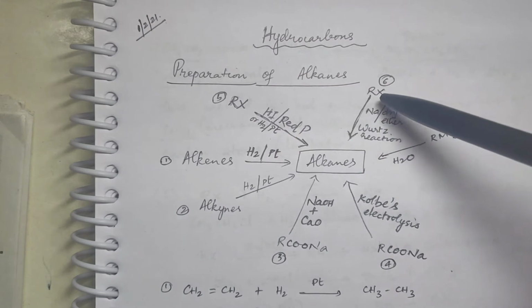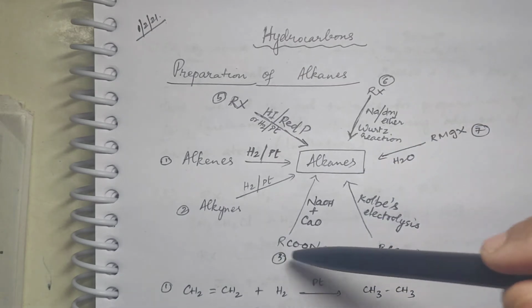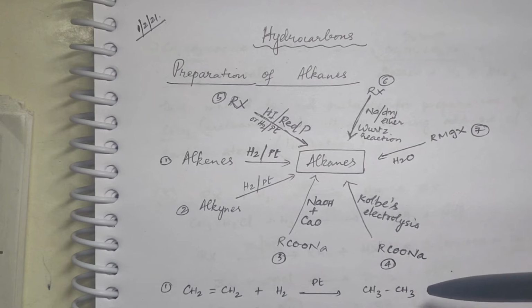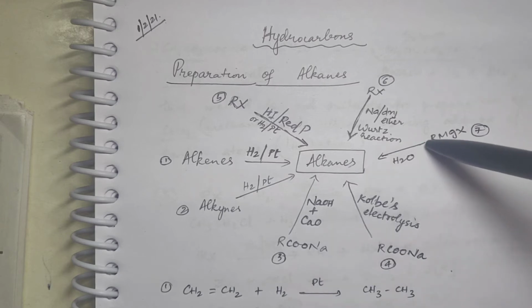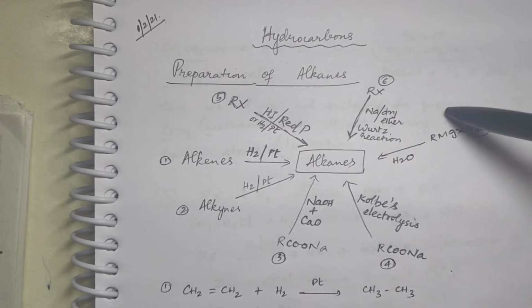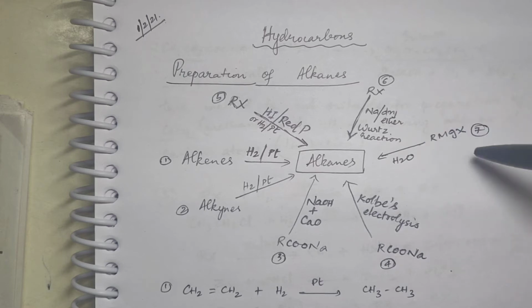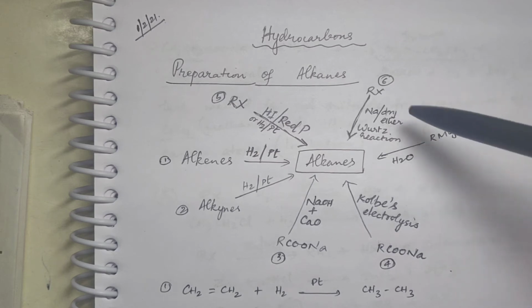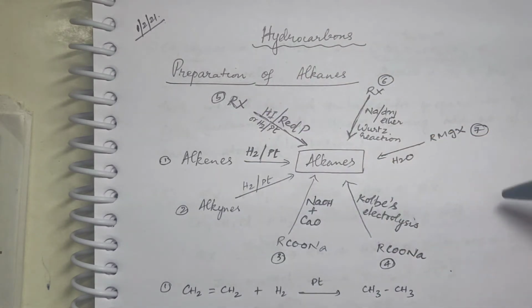RX is alkyl halide, you know it. It can also be prepared from sodium salt of acid, RCOONa, that is sodium salt of acid. And it can also be prepared from another reagent which you are not familiar with so far, which is called Grignard reagent. Okay, so I'll tell you in detail about what a Grignard reagent is. Now we are going to see all these things in detail one by one, right?